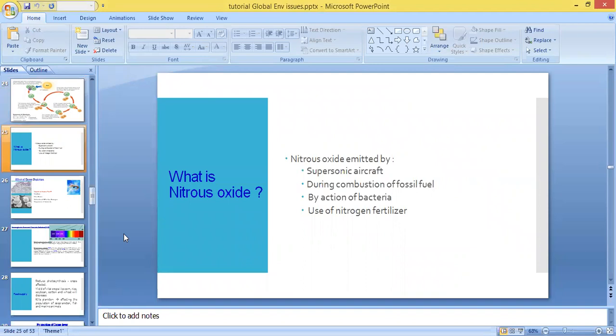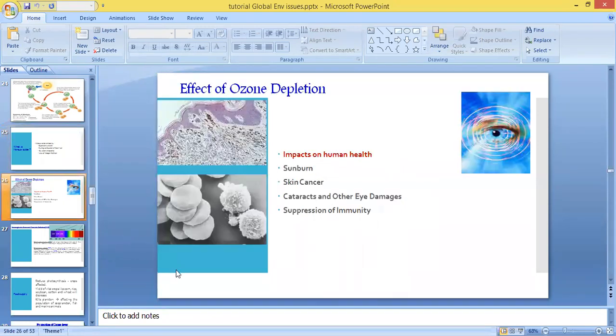So nitrous oxide is emitted by supersonic aircraft during the combustion of fossil fuels, by the action of bacteria, and by the use of nitrogen fertilizer. Okay, so whichever fertilizer has nitrogen is causing the rise, it is emitting nitrous oxide. So the effect of ozone depletion, the impact on human health: it is very well known that it causes sunburn, it causes cataract in the human eyes, or it causes skin cancer. Also, it suppresses the immunity of the people, it lowers the immunity of the people. So this is the effect of ozone depletion.